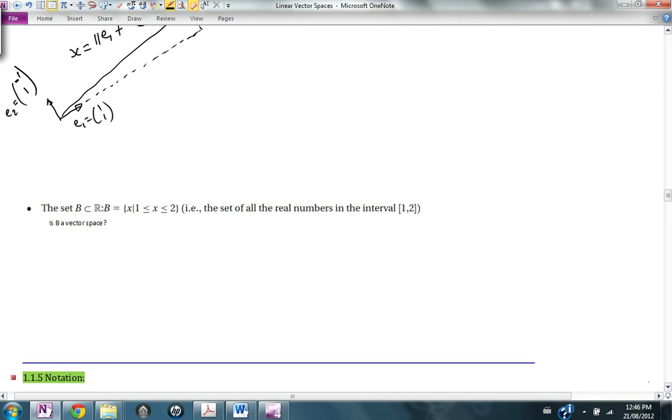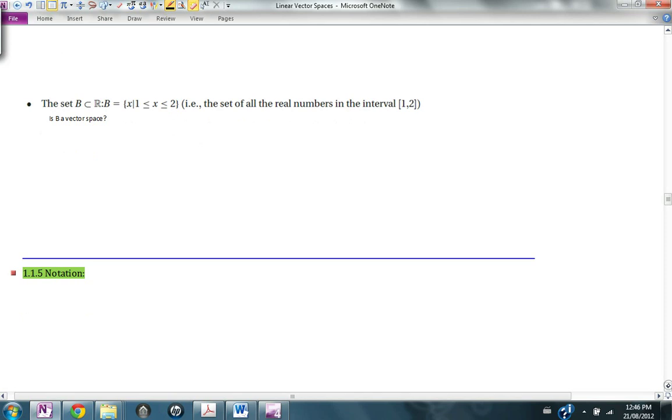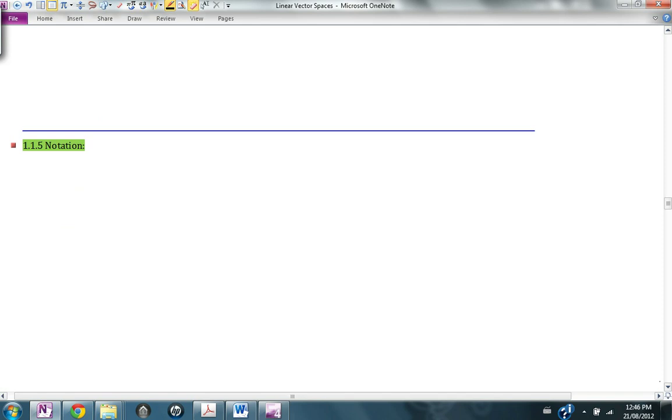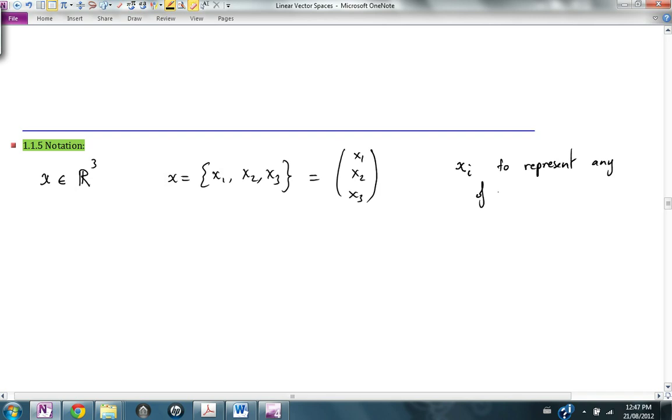Okay, notation. How do we describe elements in this course? How do we write elements in this course? X is a three-dimensional vector. I can write X as (x1, x2, x3), which are three real numbers. I can also write xi to represent any of x1, x2, and x3.